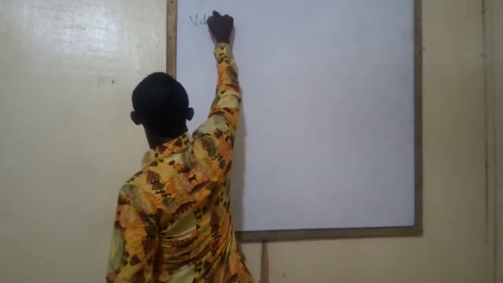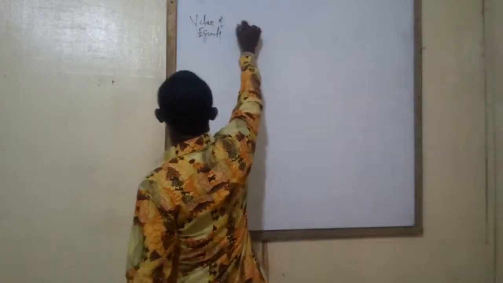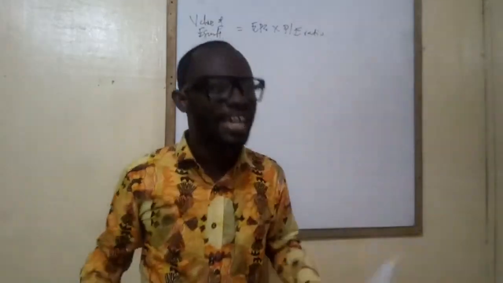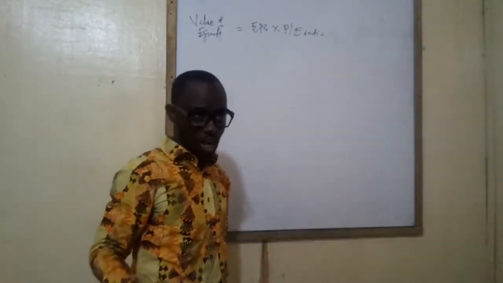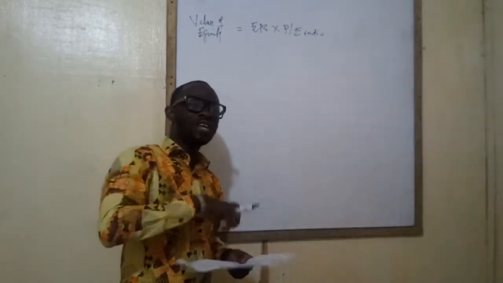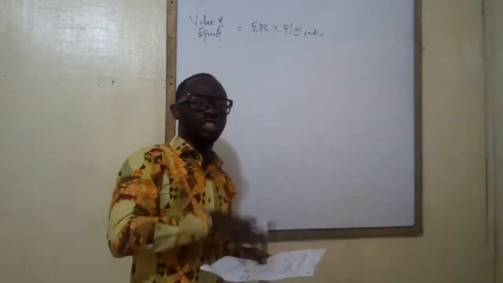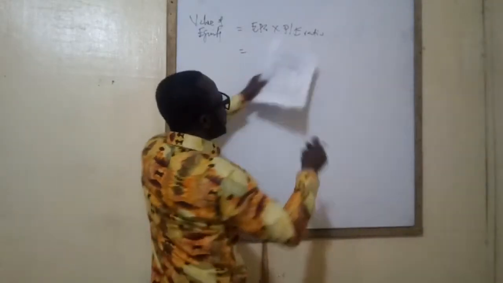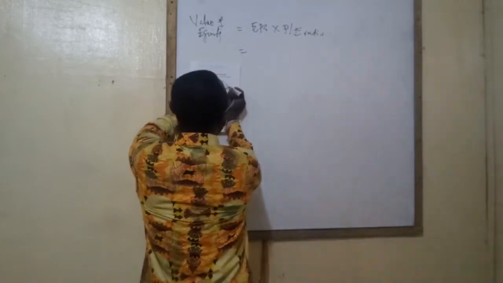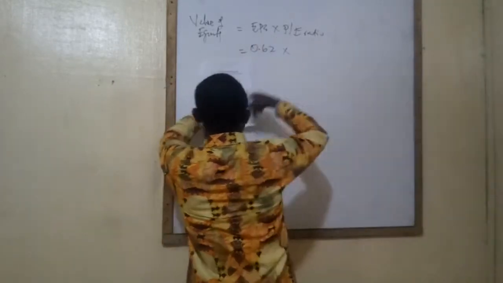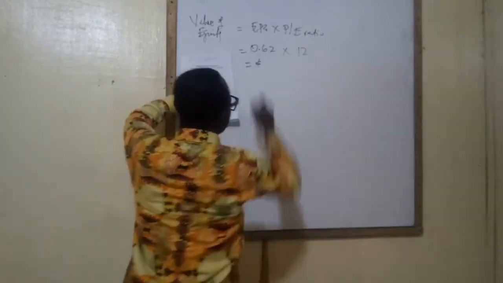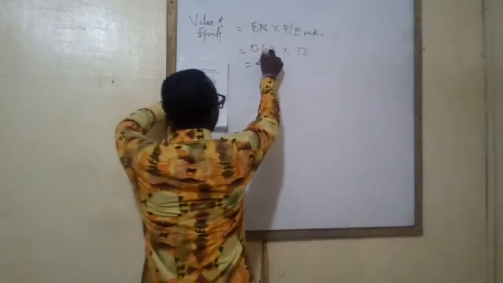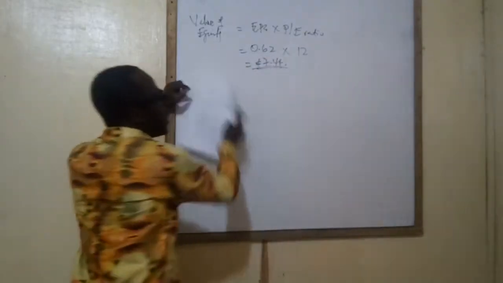I told you that the value of the entity equals what? The earnings per share times the PE ratio. And I told you that if it is an unlisted entity, the PE ratio comes from what? The industrial average. Now, this is a listed company. If it is a listed company, then in valuing it using PE ratio, we have to calculate the PE ratio for the company. But we can as well use the industrial average to place a value on the company using the current earnings per share. So 0.62 times the industrial average of 12. What do I have? 7.44. So this is the value per share using the industrial average.